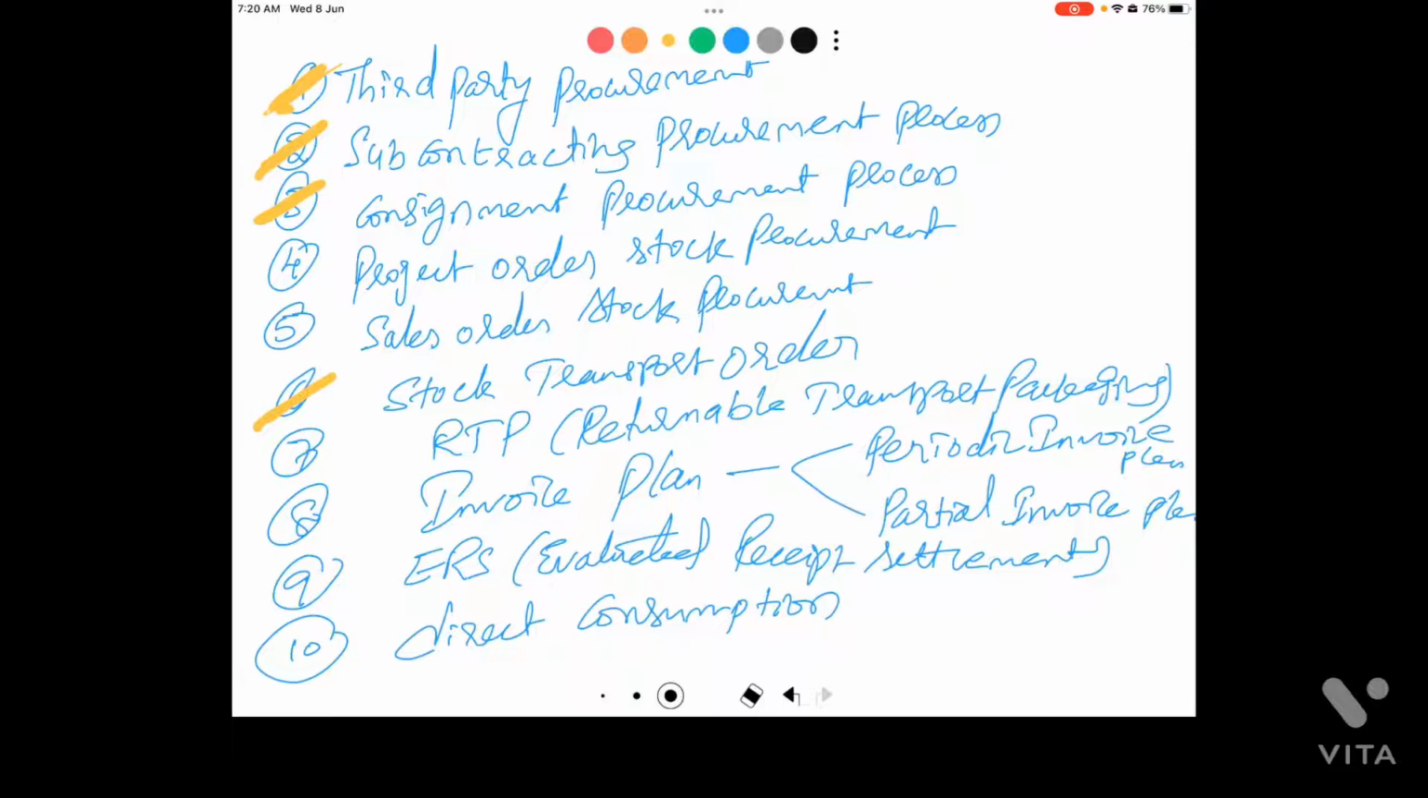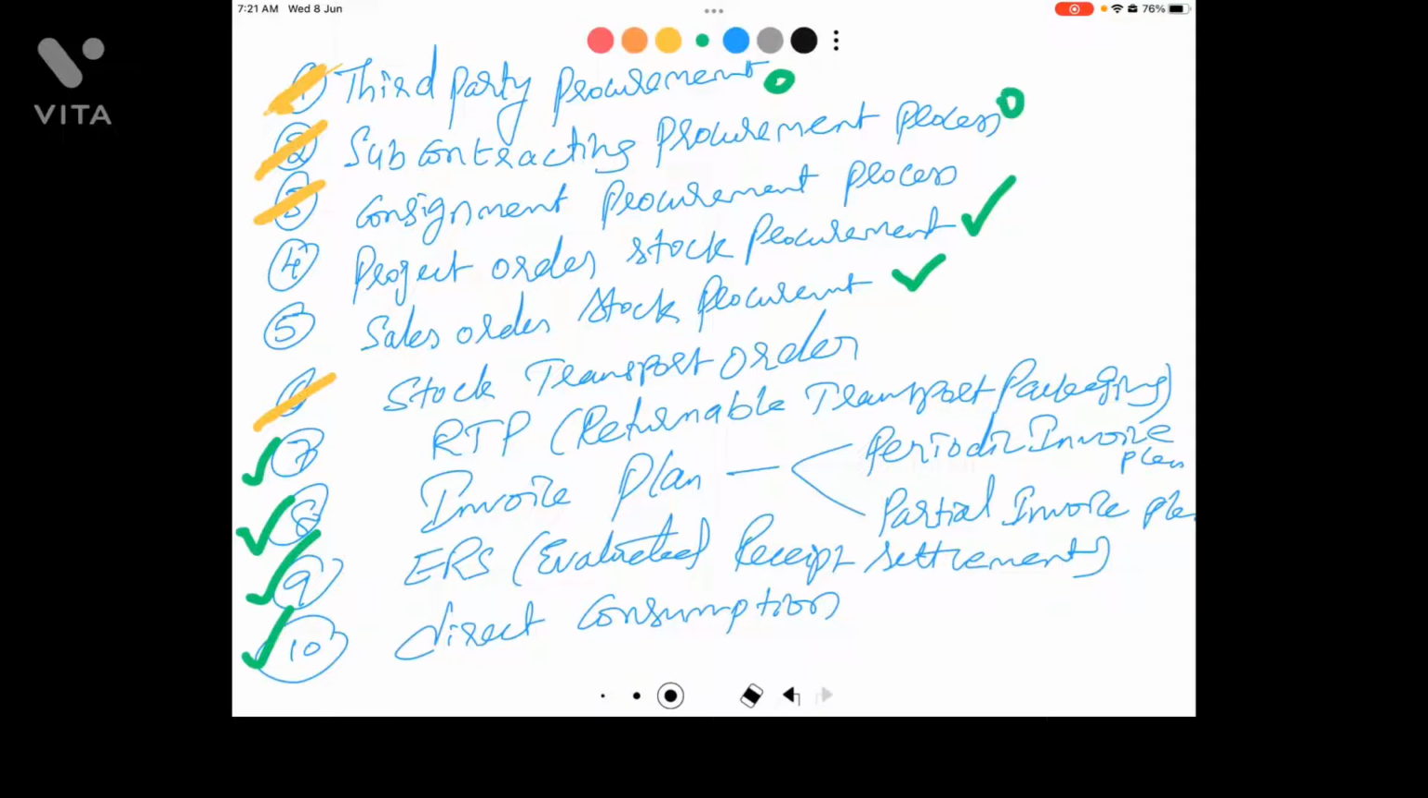Other than this, for the other processes, it depends on the client whether they use them or not. It depends on the business, but most people use the third party process, subcontracting, consignment, and the STO process.